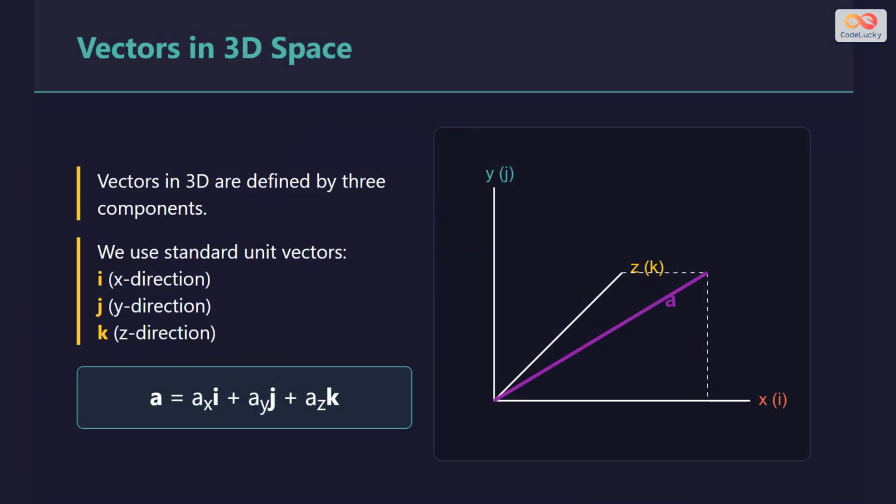First, let's recall how vectors are represented in three-dimensional space. A vector is typically broken down into three components corresponding to the x, y, and z axes. We represent these directions using the unit vectors i, j, and k. So, any vector A can be written as a sub x times i, plus a sub y times j, plus a sub z times k.